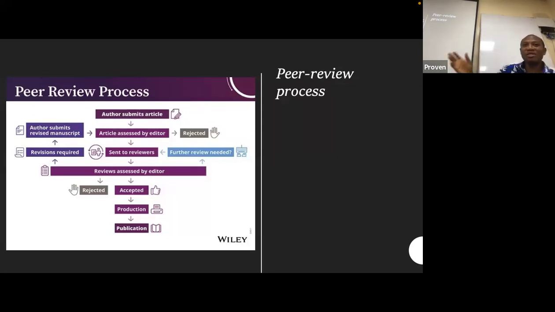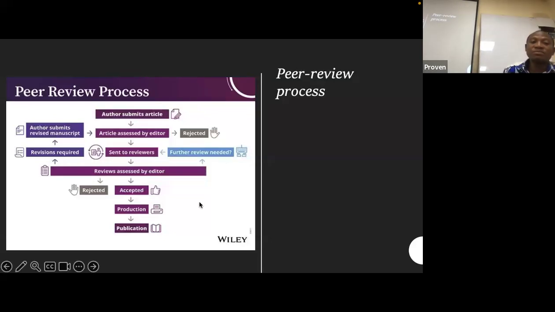So yeah, they'll give you some time for you to do that and then return it to them. So when you return, it comes back again to this option. Or after the reviews are assessed, the editor may decide to reject the paper based on the reviews. Maybe the reviewers all say that this paper is not good to be published, there's nothing new in it, and then they reject it at that point.